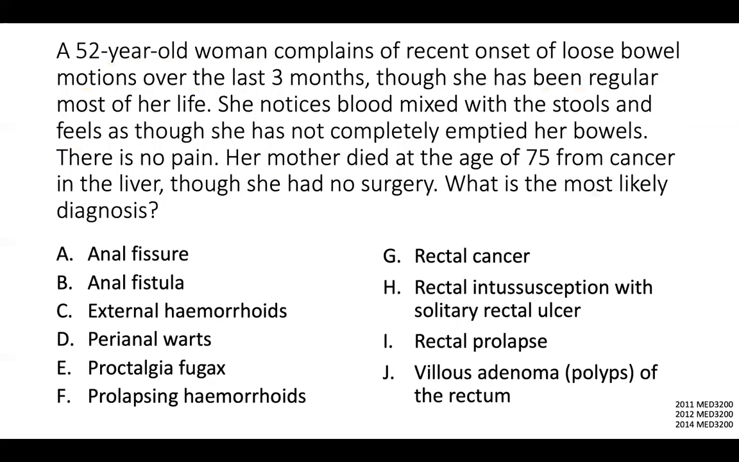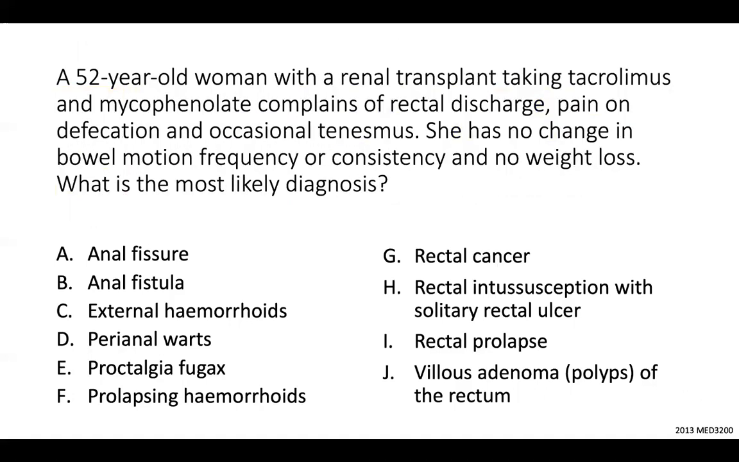Recent onset loose bowel motions, so change in bowel habits, blood, tenesmus, and her mum has cancer of the liver, which she had no surgery for, so maybe metastatic. So what is this? Rectal cancer. Okay. This one, because we don't have a lot of time, I think it's very unclear, but we asked Anne Powell from Central. She said it was rectal cancer because of immunosuppression.